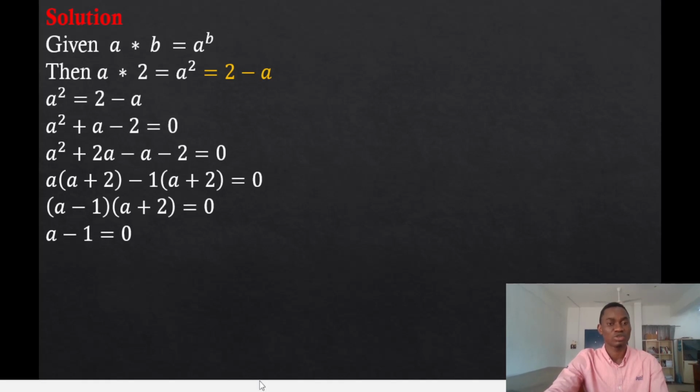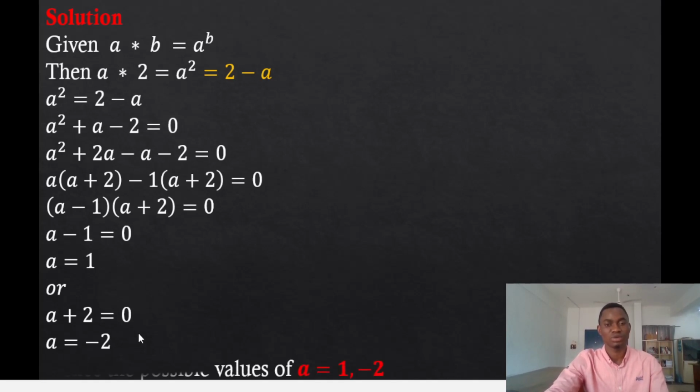So it is either A minus 1 is 0, then A equals 1, or A plus 2 is 0, then A equals minus 2. So the possible values of A are 1 and minus 2. Okay, 1 and minus 2 are the possible values of A. Alright, so that is that. I think it is clear.